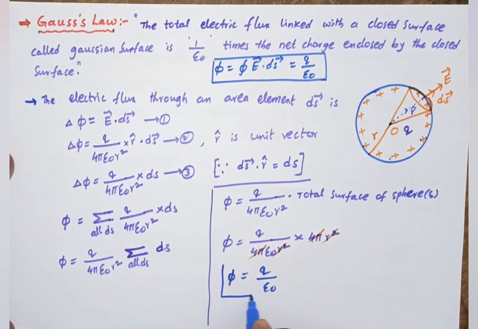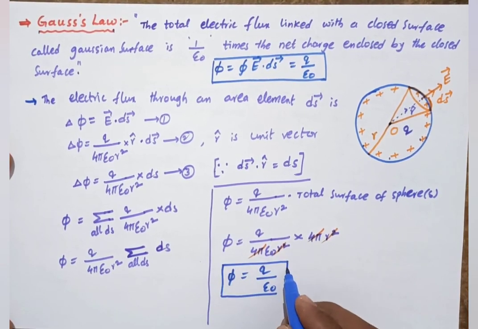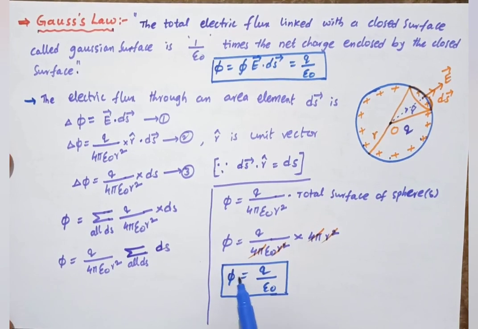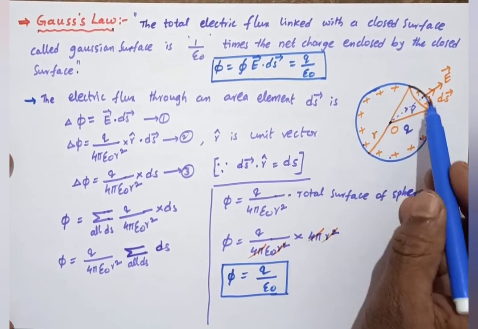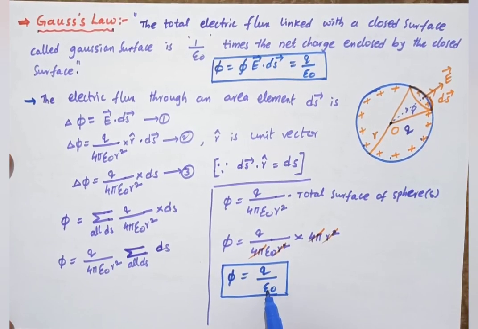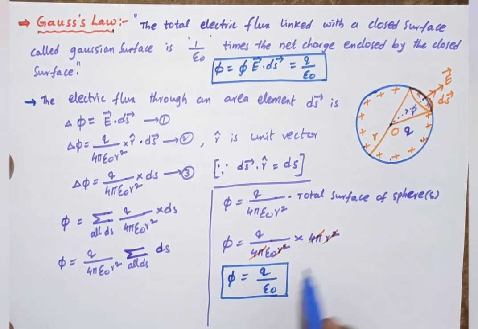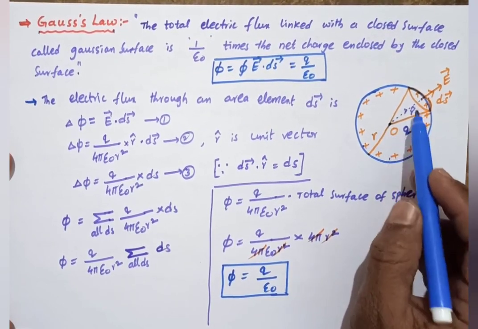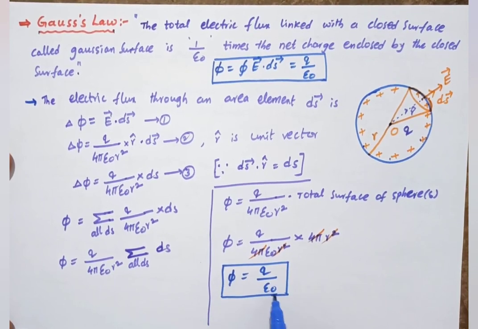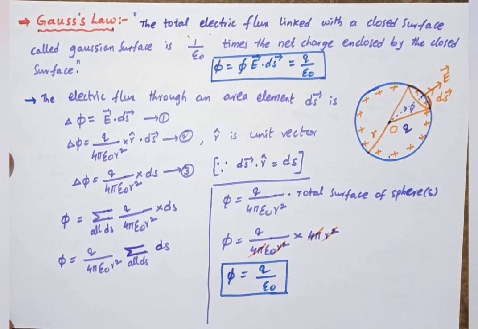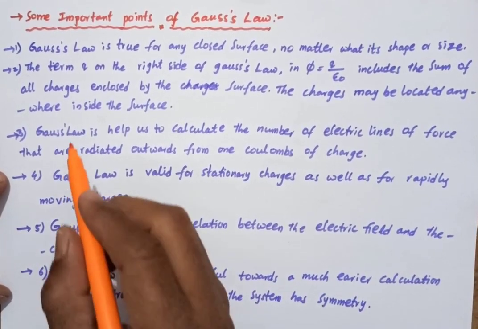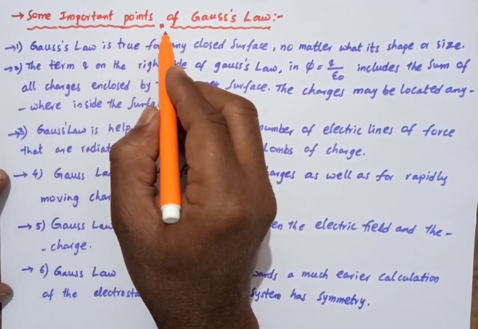So this is the Gauss law. The Gauss law: the total electric flux linked with a closed surface equals 1 by epsilon naught times the net charge enclosed by the closed surface. So phi equals q by epsilon naught. Next, our next topic is some important points of Gauss law.